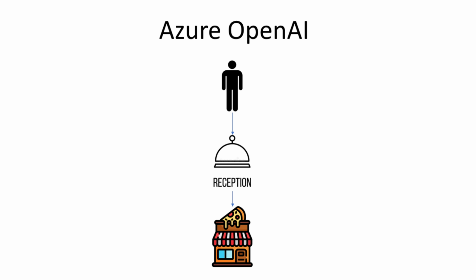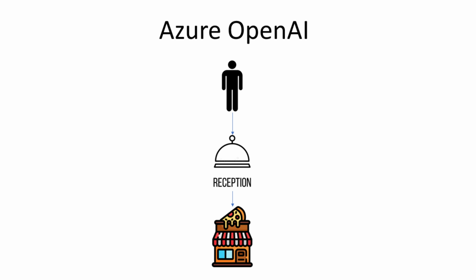Azure OpenAI works a little differently. Imagine the pizza shop is inside a large corporate office. Before you even get to the pizza shop, you have to stop at reception. Reception asks, "Who are you? Do you work here? Do you have permission? Which department are you from?" Only after that, you're allowed into the pizza shop.